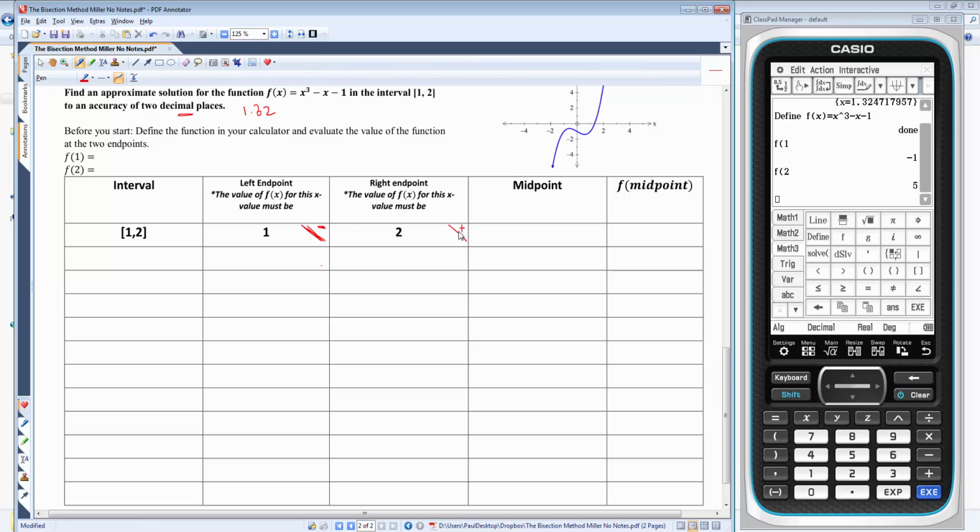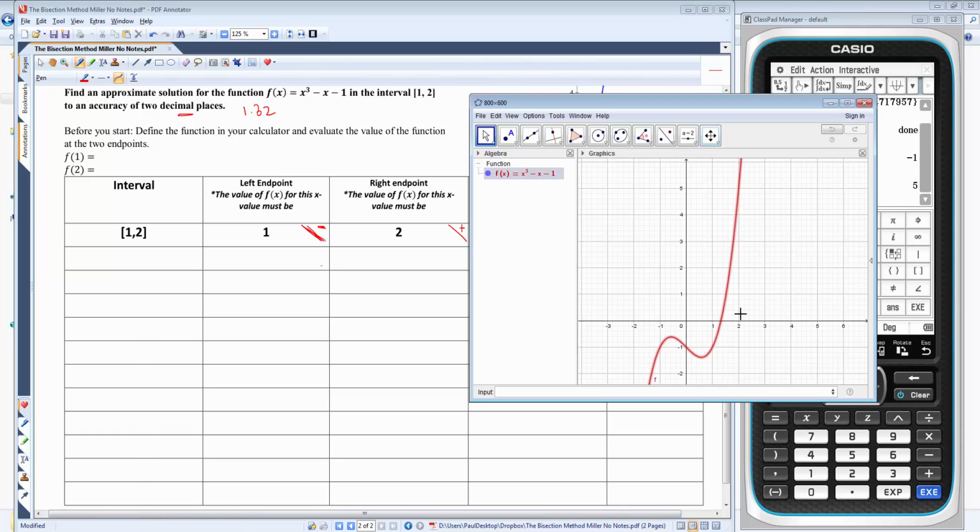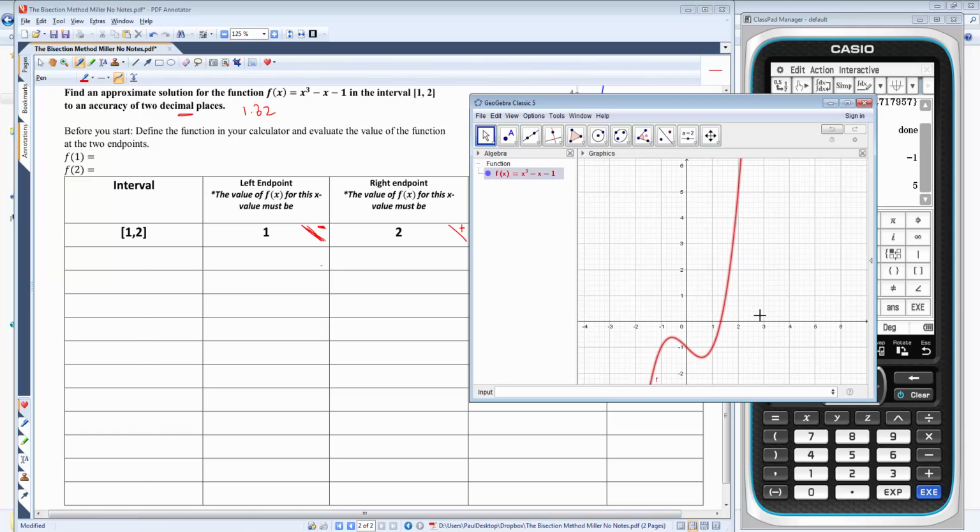Now that's what needs to happen. We need to be negative and positive, or positive and negative on the endpoints, because what that will mean, and I'll try to explain by looking at the graph over here, is that we are on either side of the x-intercept. When I did f of 1, the y value was negative 1. When I did f of 2, the answer was 5, which is here. So it was positive on this side and negative on this side. That means we're looking in the right spot.